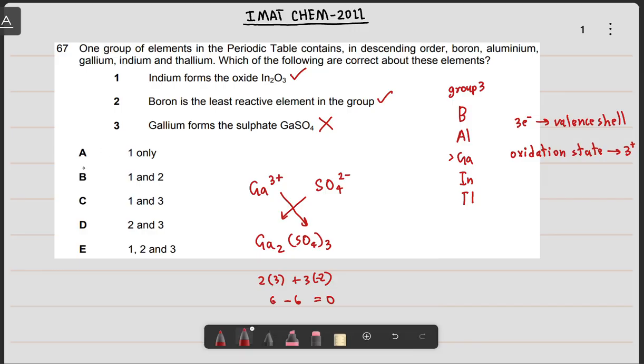So it's option B, 1 and 2 only are the correct options. So this is how we solve this question.